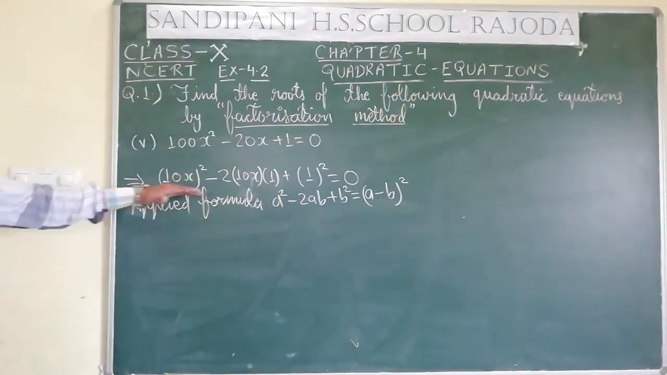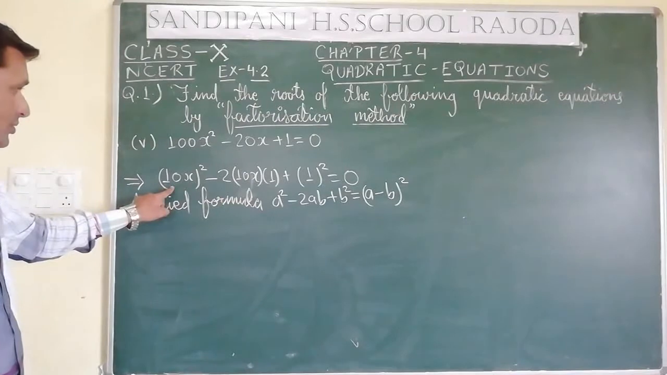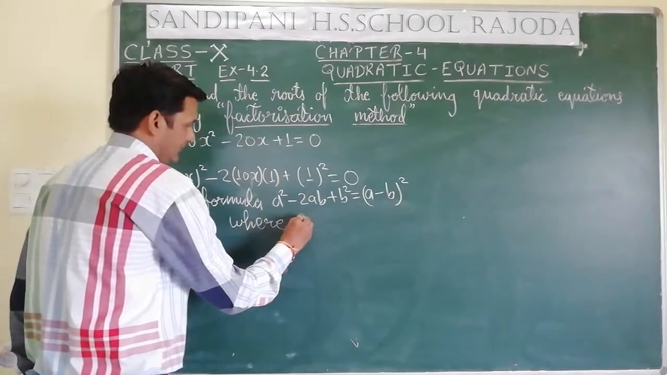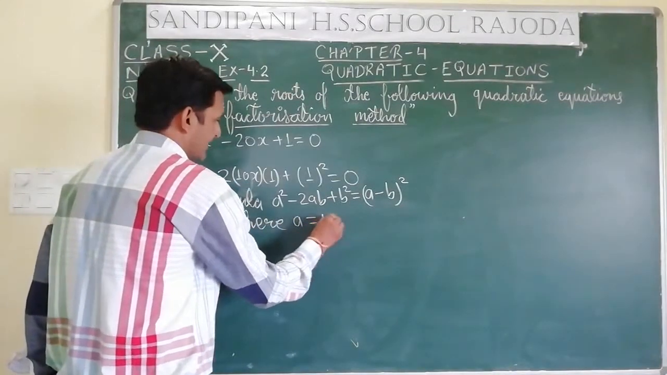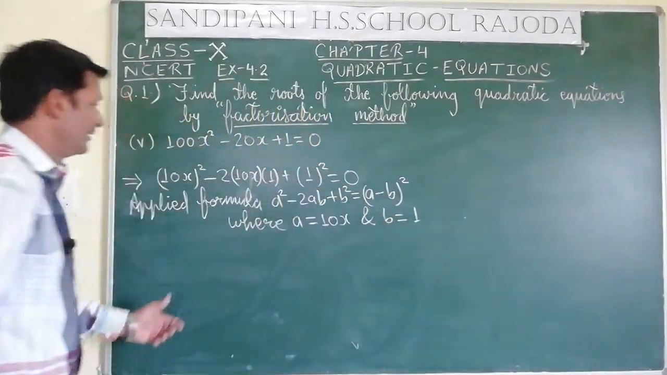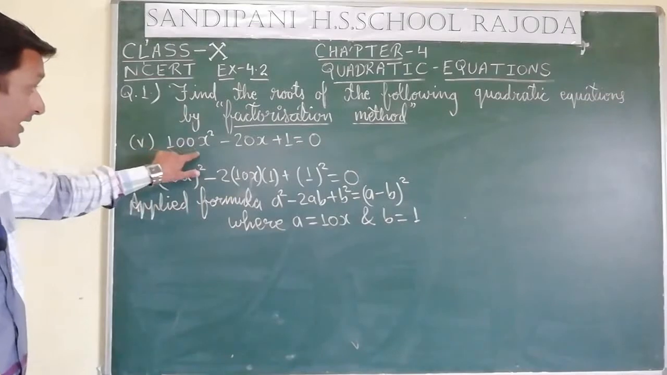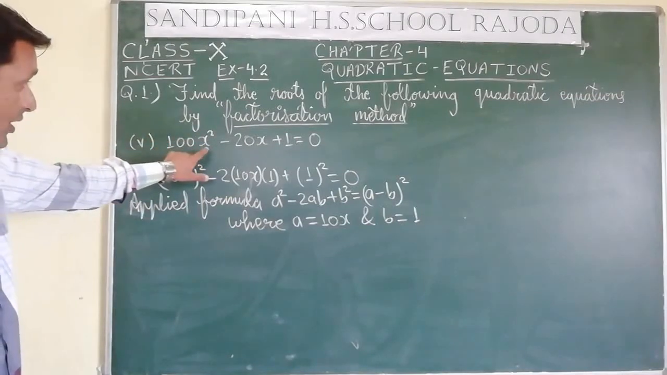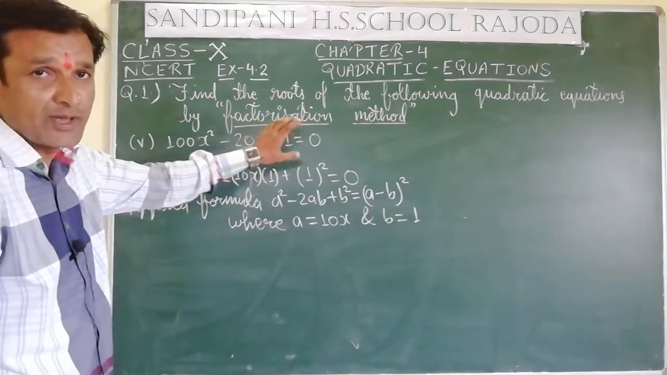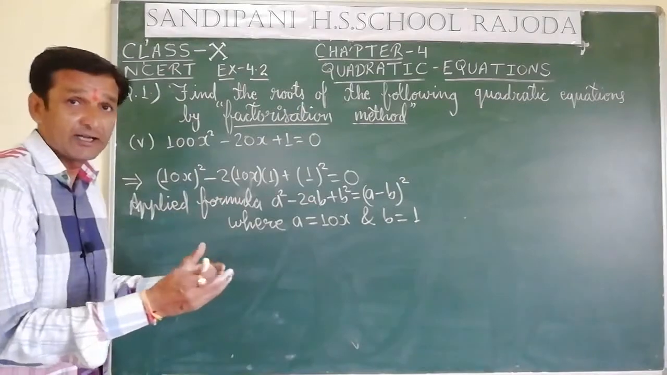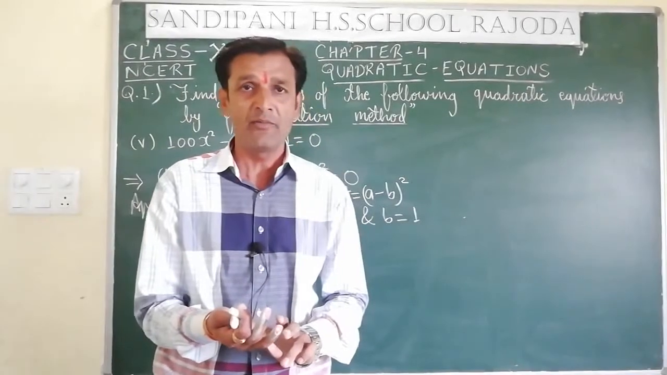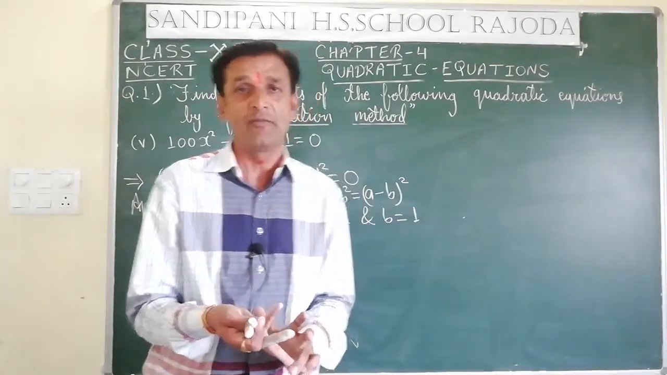It is well clear, a minus b whole square. So what is the value of a here? Here a is equal to 10x and b is equal to 1. Once more I want to tell you this thing: if the first term, that is the x square term, is a complete square and the constant value is a complete square, then you may check that either the a plus b whole square formula or the a minus b whole square formula will be applicable.